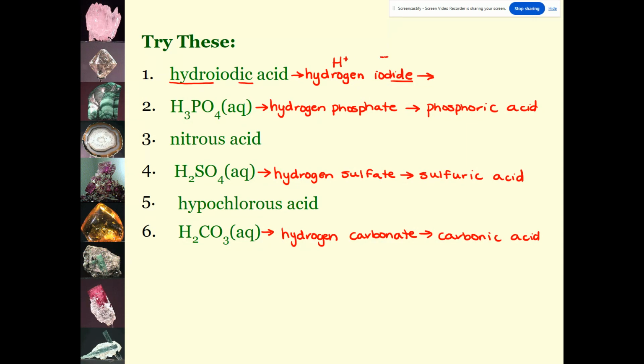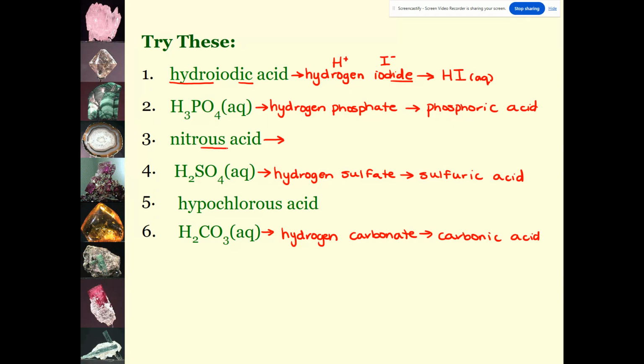Iodide is iodine as an anion, which is -1. So to balance those, I need one H with one I. Now, I do need to write that this has been dissolved in water, otherwise it wouldn't have the acid name. So I do have to put aqueous after it. Okay? The next one, nitrous acid.